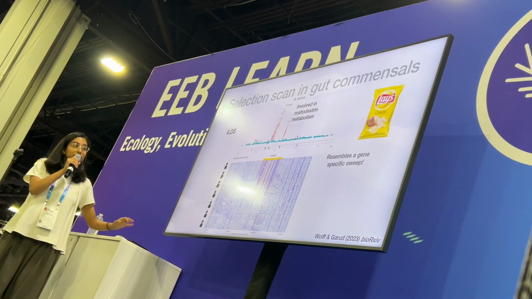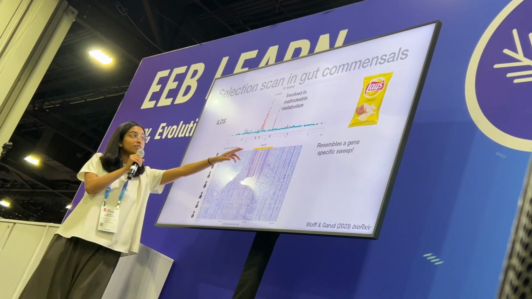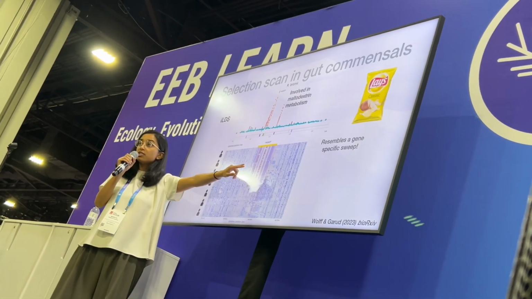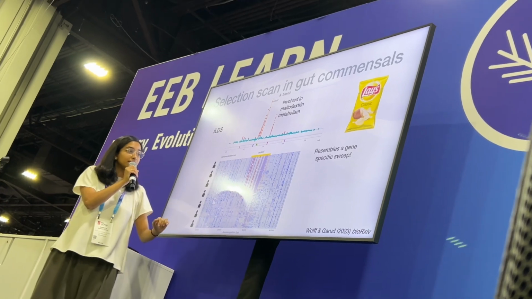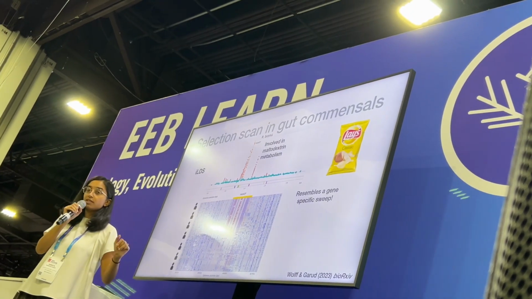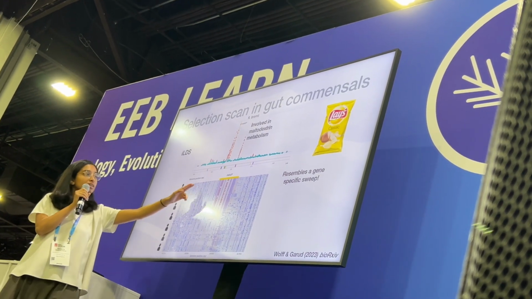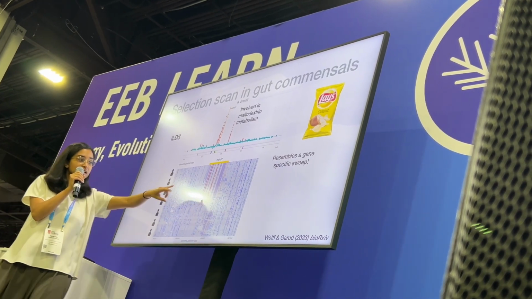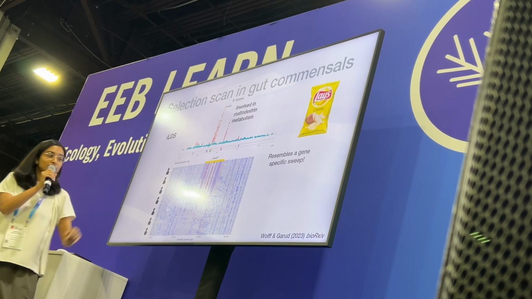If we take a look at the haplotype surrounding that locus, you can actually see a region of homogeneity right around that gene, resembling a gene-specific sweep. So what I'm showing here, each horizontal line is a different haplotype coming from a different host, and here you see that selective sweep.